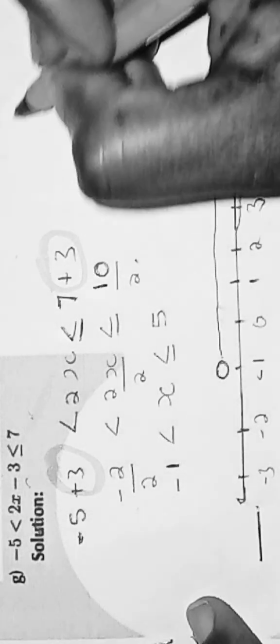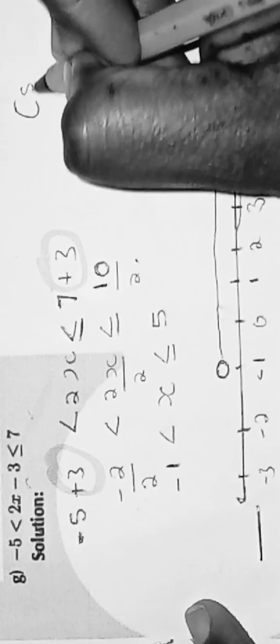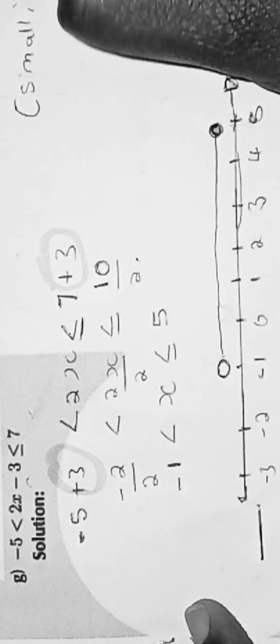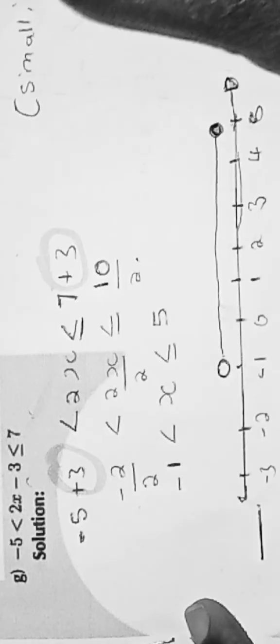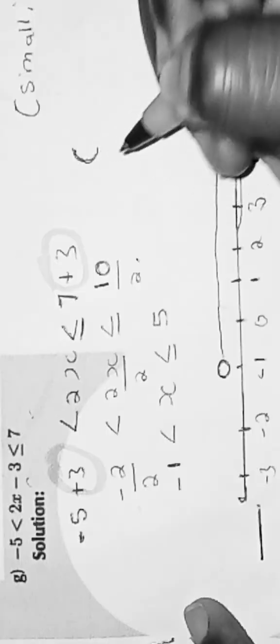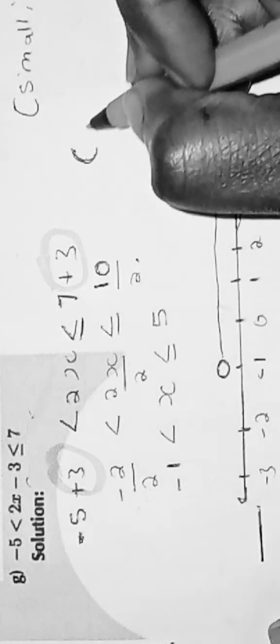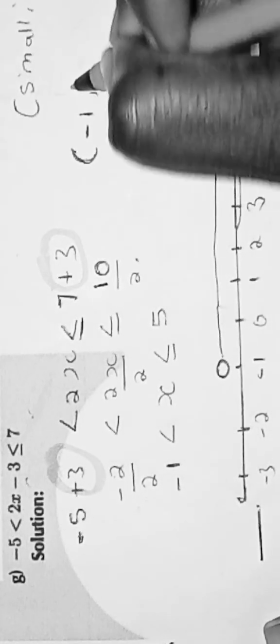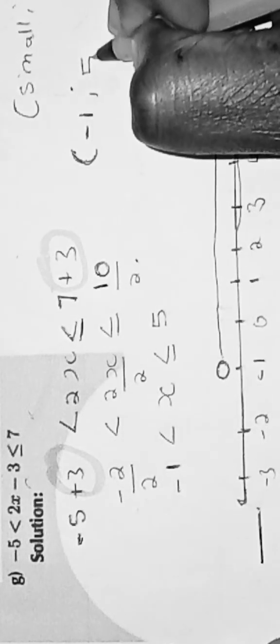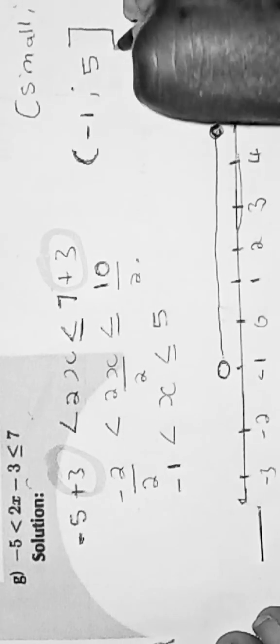So we are writing our interval notation, which in this case will be a small number and a big number. My small number is -1, and my big number is the 5. So I'm just putting a 5 here and a bigger bracket. This is my dark circle. And then you're done.